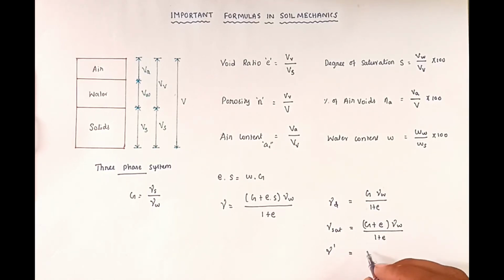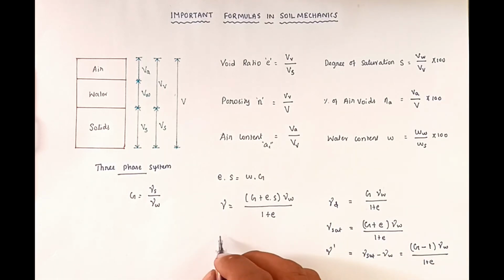Next we know the formula gamma submerged equals gamma saturation minus gamma w. From that we can find out, from the saturation we have G plus e. So gamma dash equals (G minus 1) into gamma w divided by 1 plus e. This is the formula.